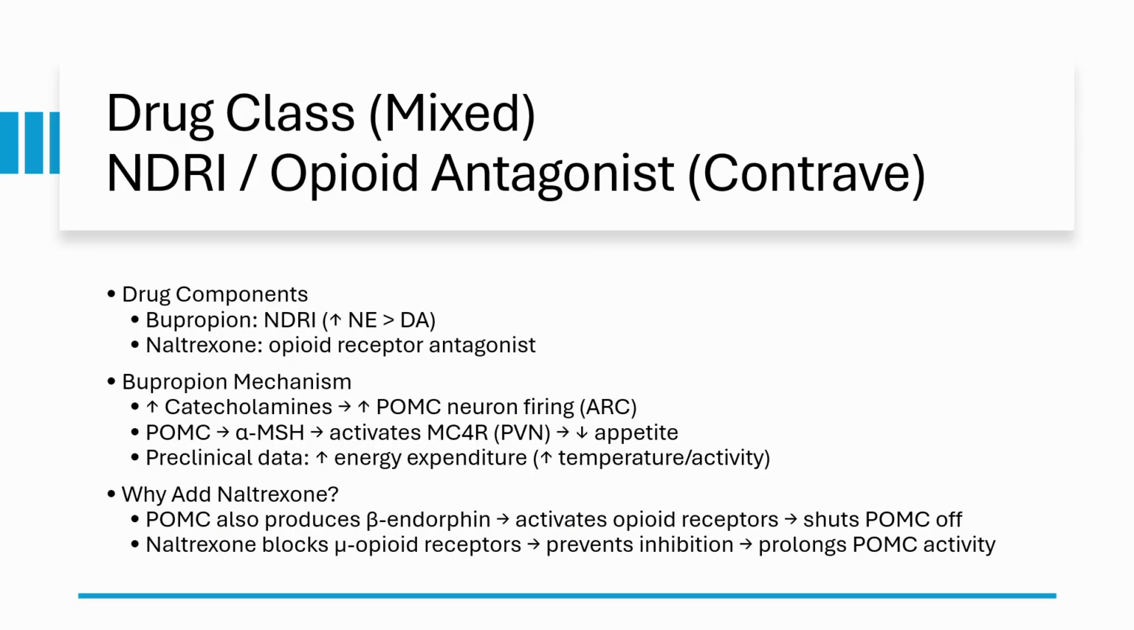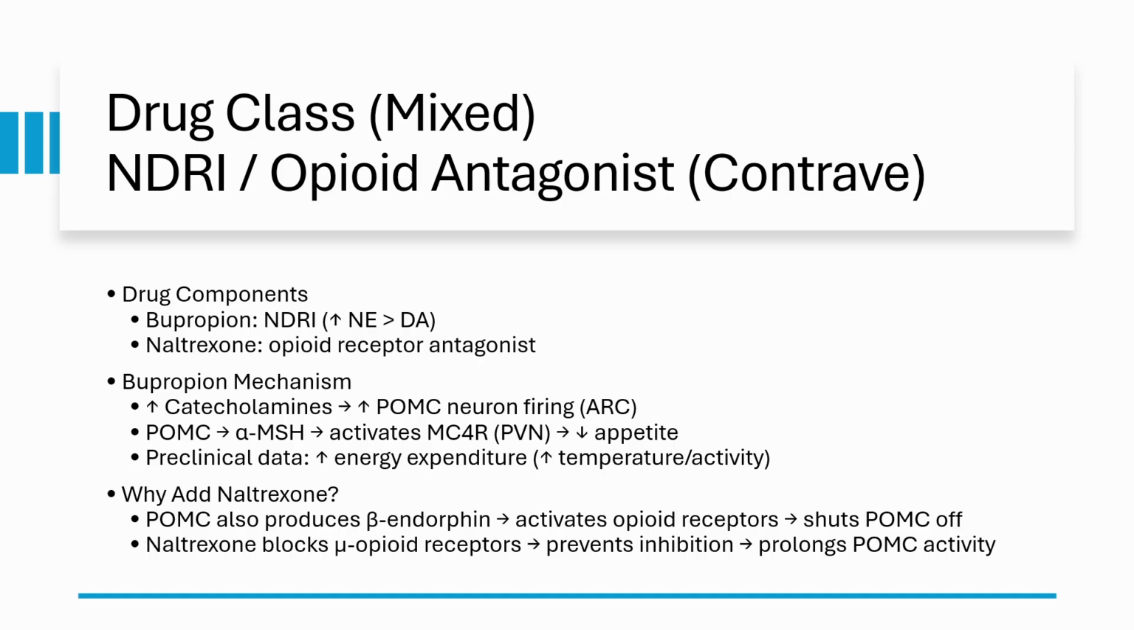Contrave is a combination of two drug classes consisting of bupropion, which is a norepinephrine dopamine reuptake inhibitor, and naltrexone, which is an opioid receptor antagonist. Bupropion and its major metabolite, hydroxybupropion, are weak dopamine transporter inhibitors and moderate norepinephrine transporter inhibitors. It has a higher affinity for norepinephrine transporter than it does dopamine transporter. Of course, in this video, I'll focus on how bupropion promotes weight loss.